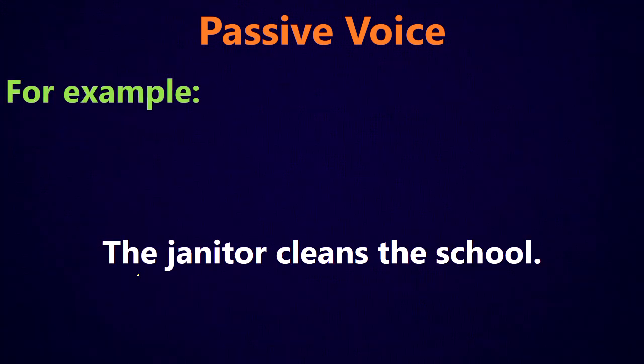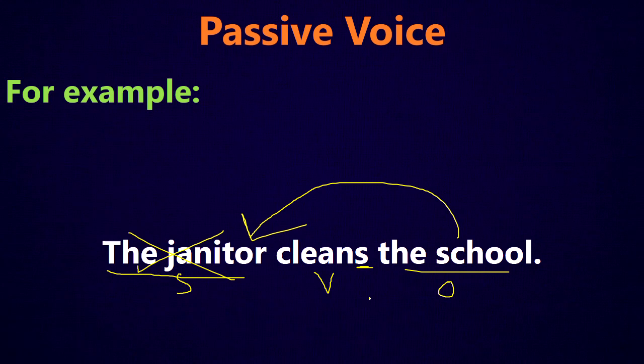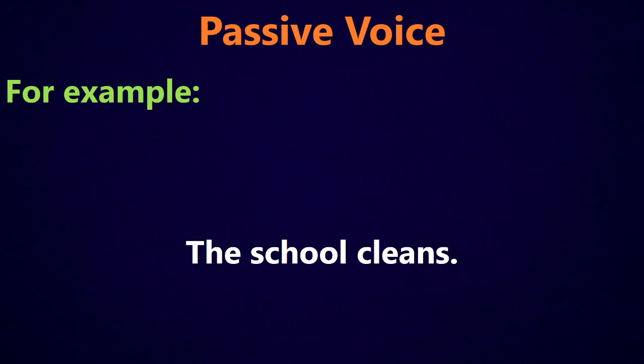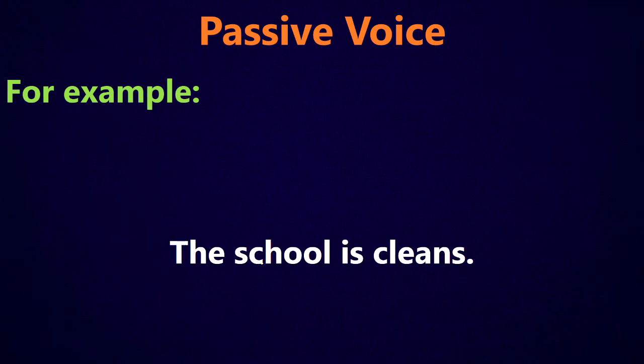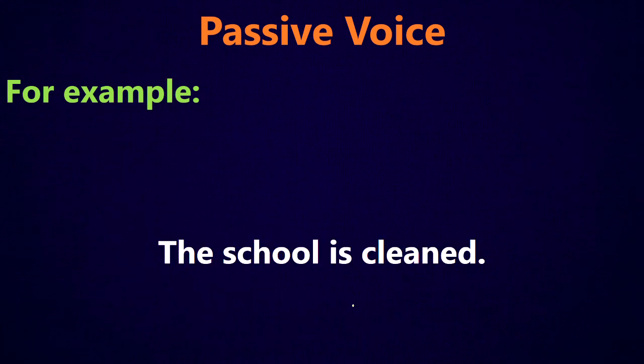So let's take another example. The janitor cleans the school. Cleans is my verb. Now it's in the present simple. We see that S there. The janitor, the one doing the action, is the subject, and the school is the object. Now, if I want to make this passive voice, I'm basically going to get rid of this, and I'm going to move this over to the subject place and change the verb. All right, so the school cleans. Now, that doesn't make any sense because the school can't clean. So we need to add that be verb in there. The school is cleans because we're in the present. Now, this still doesn't make sense. The school is cleans. We need to change this to the past participle. The school is cleaned. There we go. Now we have the passive voice. So the school is cleaned.